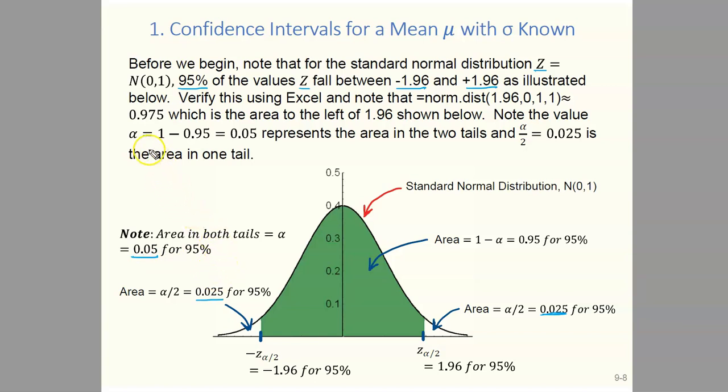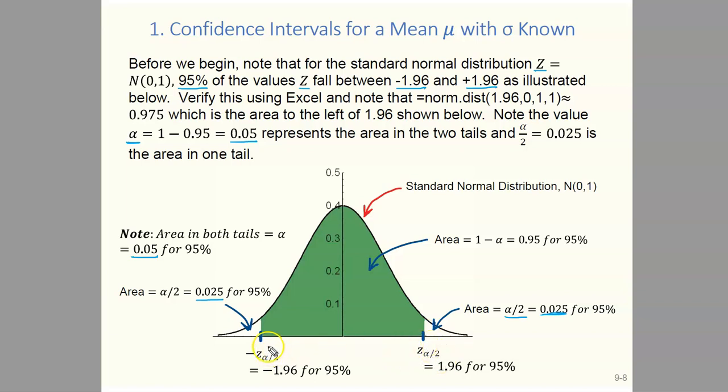And now you notice how we label alpha to be the area in both tails, which in this picture is 0.05. And you see why we call these numbers z alpha over 2, because alpha divided by 2, with alpha being 0.05, would be 0.025. That's what the alpha over 2 is. So that's why we call this number z sub alpha over 2.